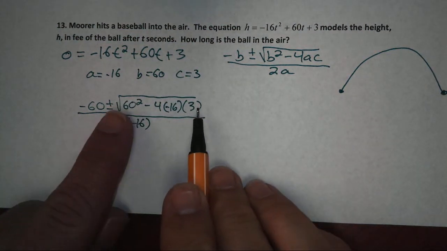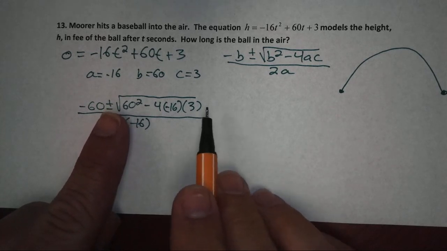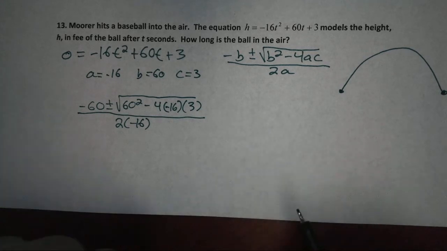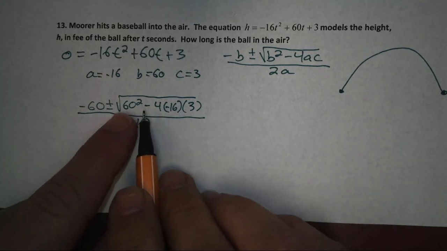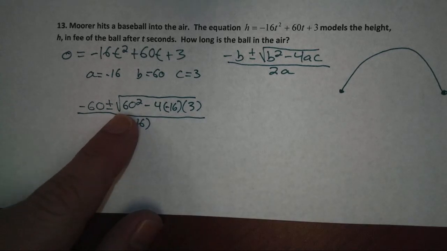So I'm going to do this part first. This is called your discriminant, because this is going to let us know if we even have an answer to begin with. Because if we get a negative under here, there is no answer. So let's see what happens. So order of operations, 60 squared, that's going to give me 3,600.